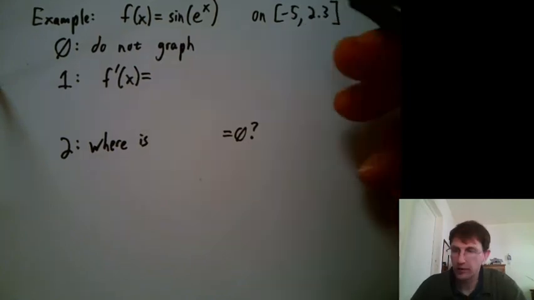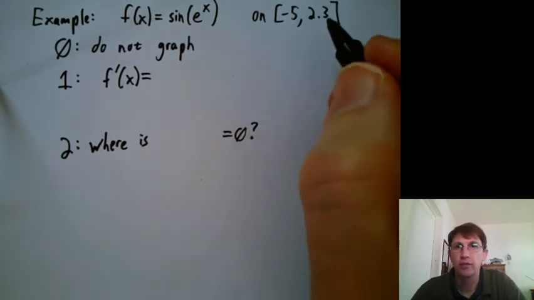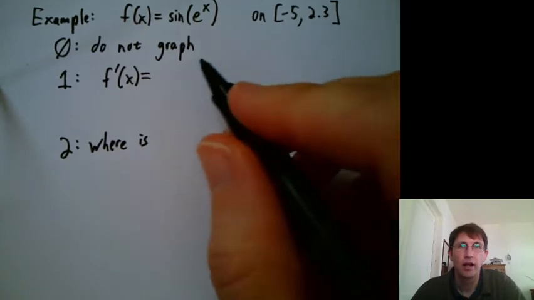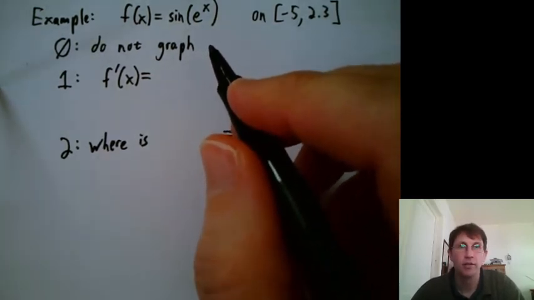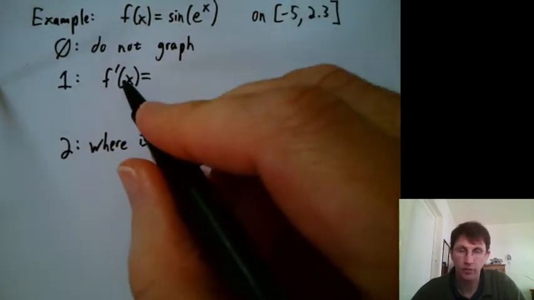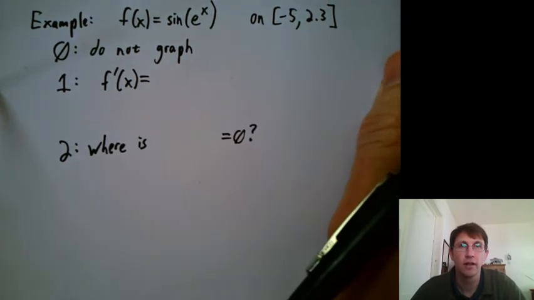Let's do another example. This time we'll use sine of e to the x on -5 to 2.3. Don't worry, that doesn't make any sense. We'll see it kind of makes sense later. So step 0, do not graph. Remember, we're trying to do this by symbolic logic. Step 1, what is f prime? So go ahead and take the derivative of sine e to the x.